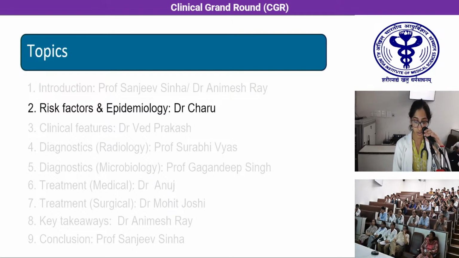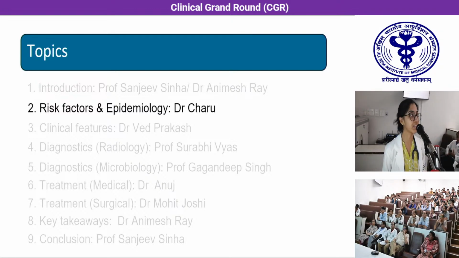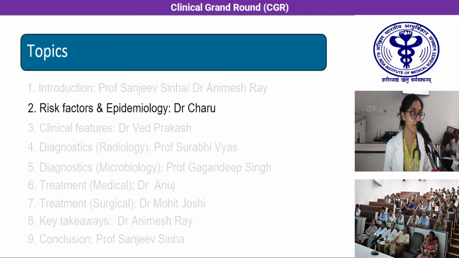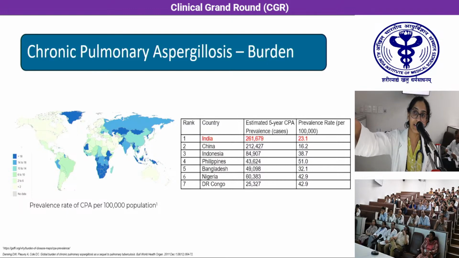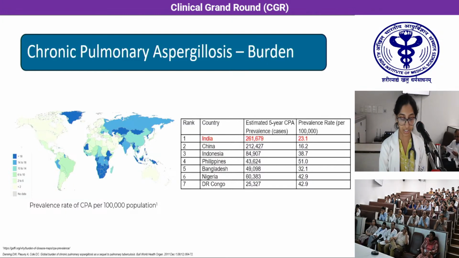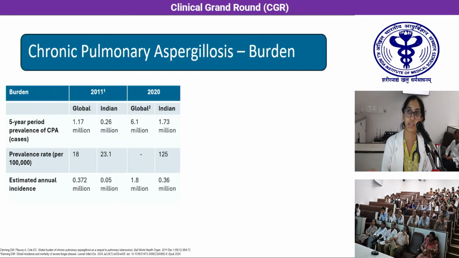Thank you, sir. So I will be starting with the risk factors and epidemiology of chronic pulmonary aspergillosis. From this graph that I have taken from the Global Action Fund for Fungal Infections, we can see that India has one of the highest prevalence rates of CPA per 1 lakh population, which translates into the highest number of estimated 5-year CPA prevalence in the number of cases, signifying a truly high burden.